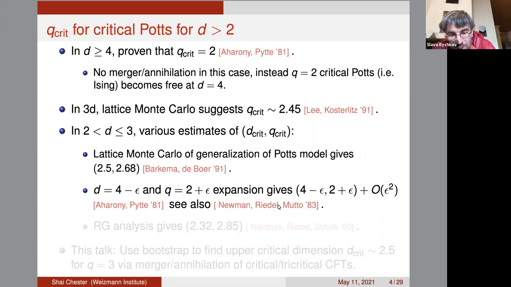In your own plots, you said that you did have to assume some gaps. So can you say which gaps you assume? No. But the only gap I'm assuming is the number of relevant operators. That's what I meant. You said you have to assume some gaps to see the kink. No, but by that gap, I meant just the number of relevant operators.